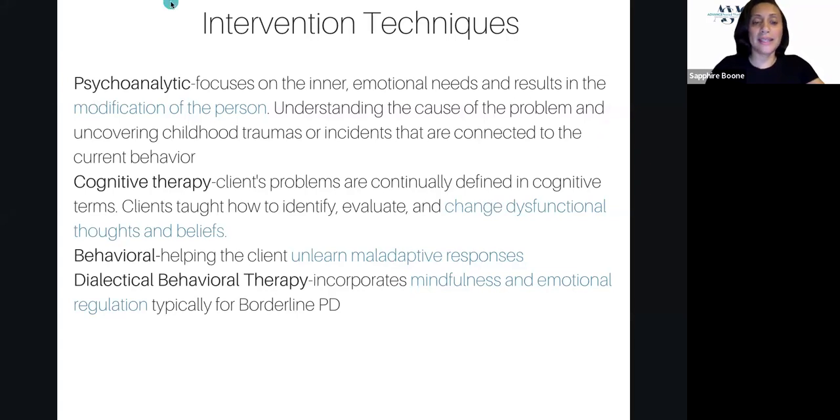Then we have DBT. And I always say that DBT equals BPD, which is borderline. Dialectical behavioral therapy equals borderline, and DBT has to do with mindfulness and emotional regulation.